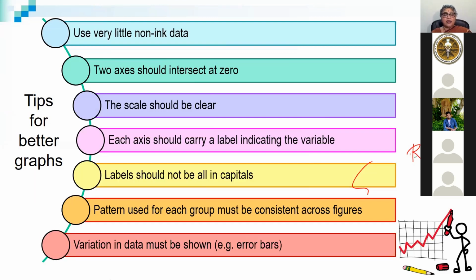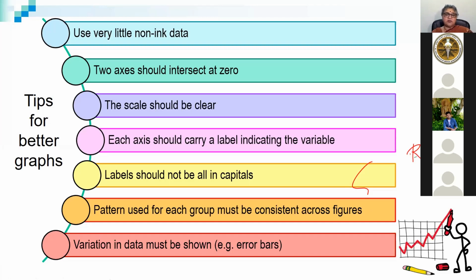And the pattern used for each group must be consistent across each figure. Why I'm saying this: supposing in your thesis you are having some bar diagram, and in one bar diagram the control is green color and the test group is red color, please have the same coloring for all the other figures also. Don't keep changing from green and orange to yellow and blue, because there has to be some consistency. So whichever pattern you are using for a group, make sure it is consistent across figures in your entire results.